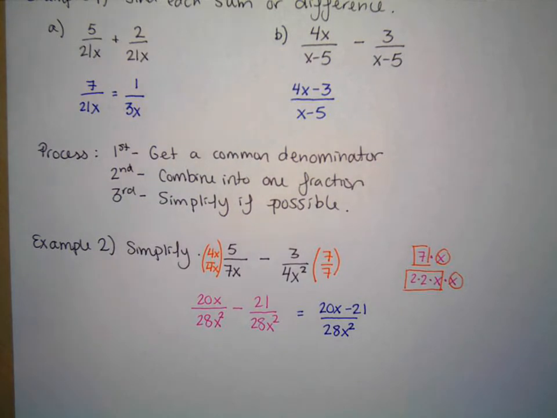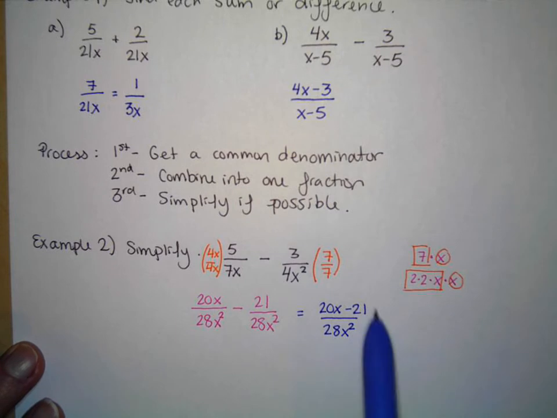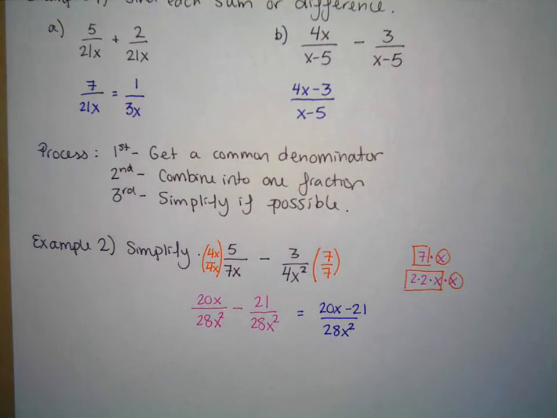I want to simplify this if possible, but when I look at this, there's nothing that goes into all three terms. Okay, I can see things that go into like 2 of the terms, but not all 3. And there's no way to factor the top. I mean, well, I guess I could say there's a 1 that goes into them, but there's nothing else that goes into them. So this is as far as we can go. That is our answer, 20x minus 21 all over 28x squared.